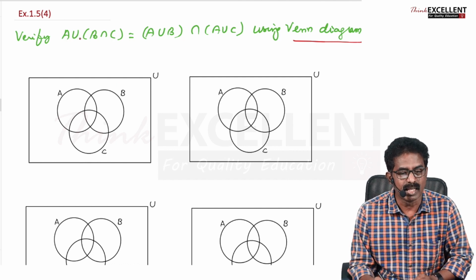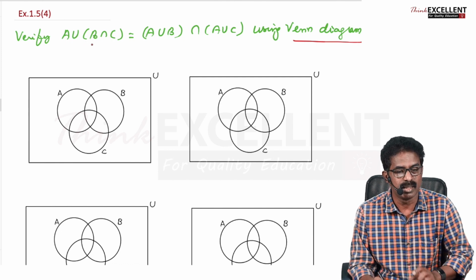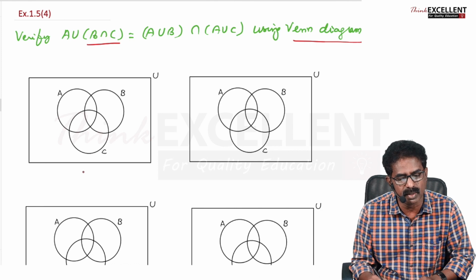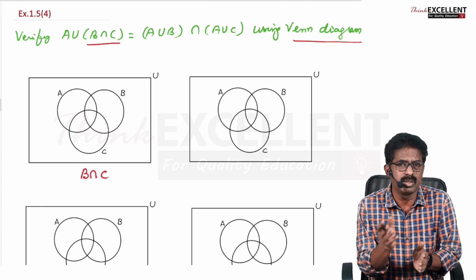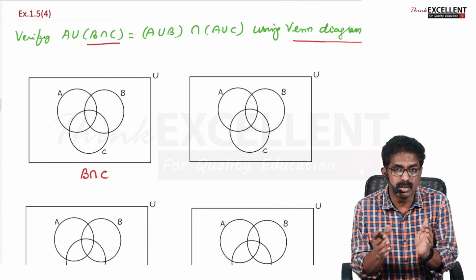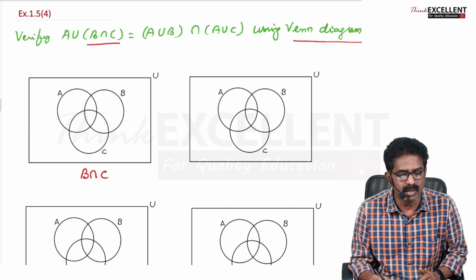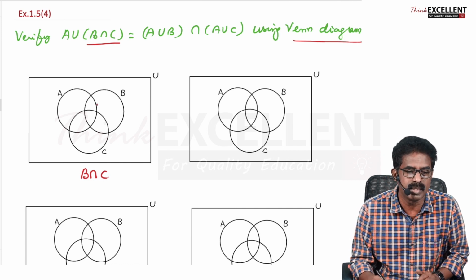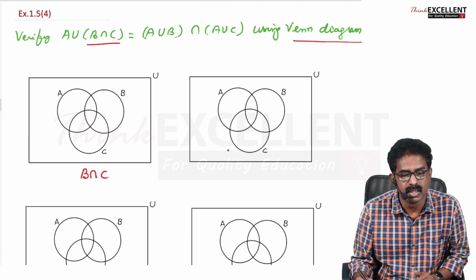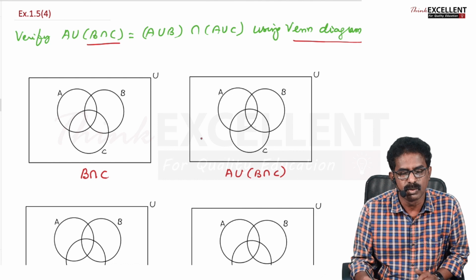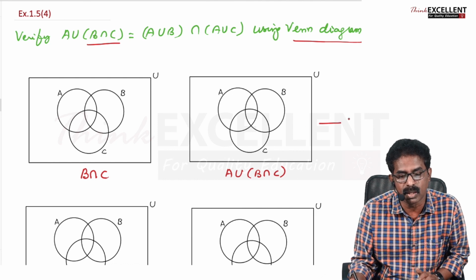In the first diagram, for LHS I said 2, right? In the first one, we are going to shade B intersection C. Whatever you shade, that you mention there. Don't simply shade something. The teacher should know, right? So first one, you have to shade B intersection C. Second one, the full left side. What is that? A union B intersection C. Okay, so this is the answer for LHS, so you have to take it as 1.